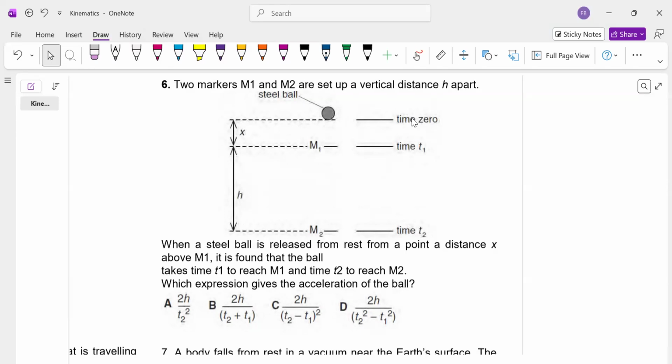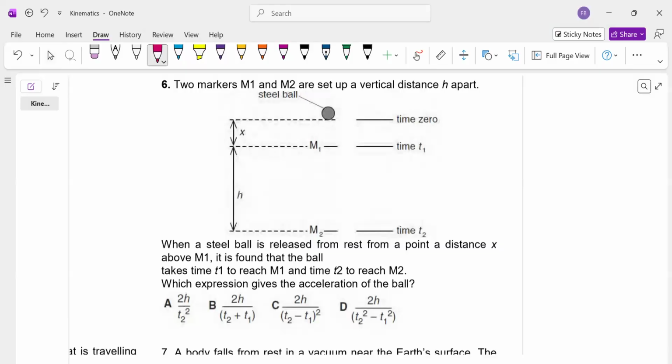It's quite easy. It looks difficult, but it is easy. It is from the equations of motion. You will use the equation of motion over here. To give the acceleration, you need to add t1, t2.